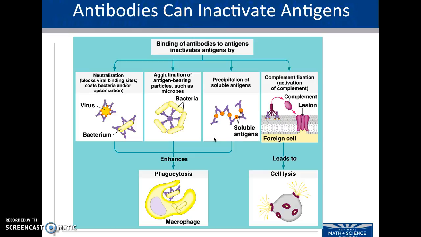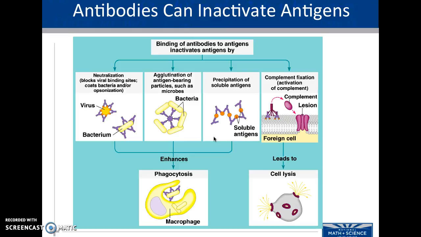There are multiple ways that antibodies can inactivate antigens. These are a couple of examples. There are basically three that will enhance phagocytosis or lead to phagocytosis by a macrophage, if we think back to the very beginning of immunity. First, neutralization, where a virus or a bacteria is basically coated with the antibody.